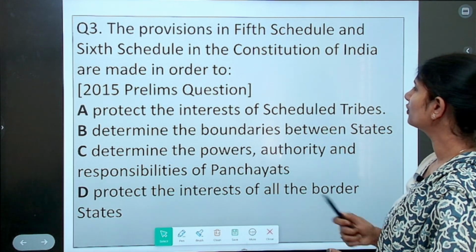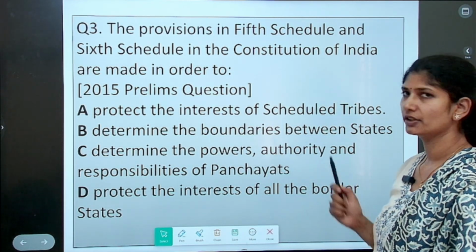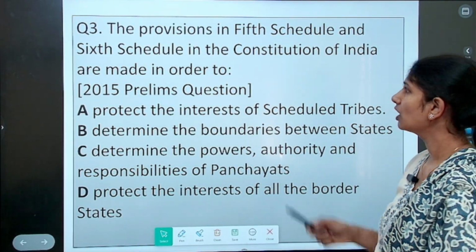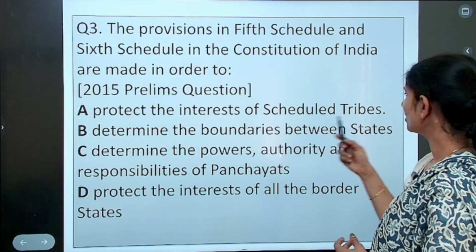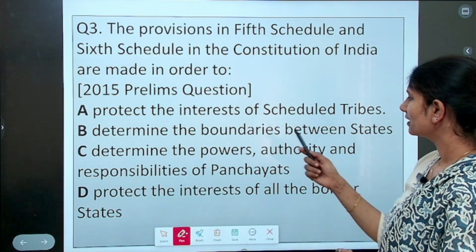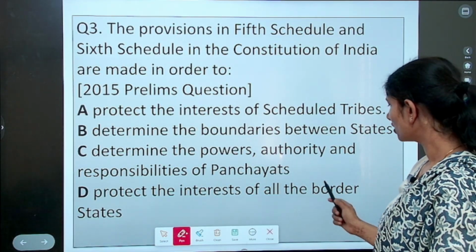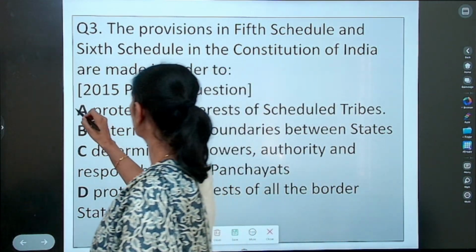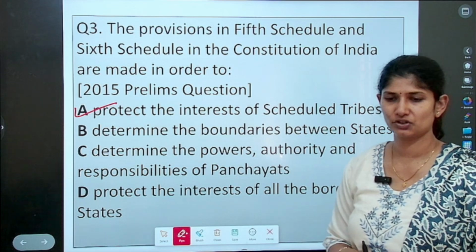The provisions in 5th schedule and 6th schedule in the Constitution of India are made in order to. This is a 2015 prelims question. So why 5th and 6th schedule are made? To protect the interest of scheduled tribes, to determine the boundaries between states, determine the powers, authority and responsibility of panchayats, protect the interest of all the border state. The correct answer here is for protecting the interests of scheduled tribes.